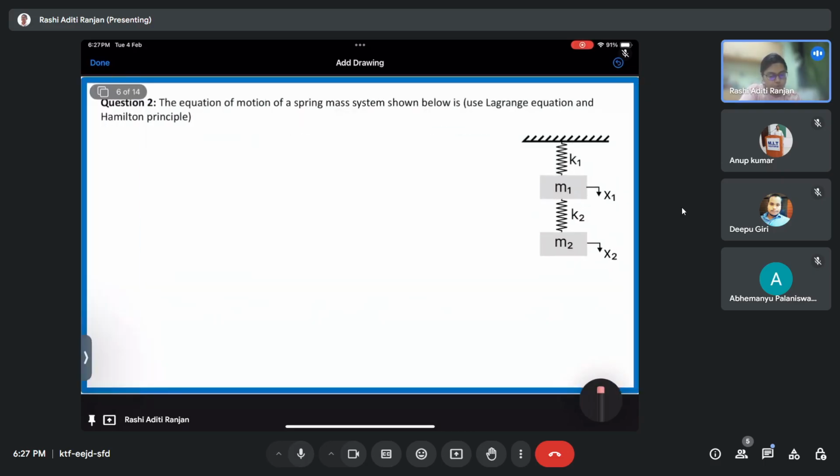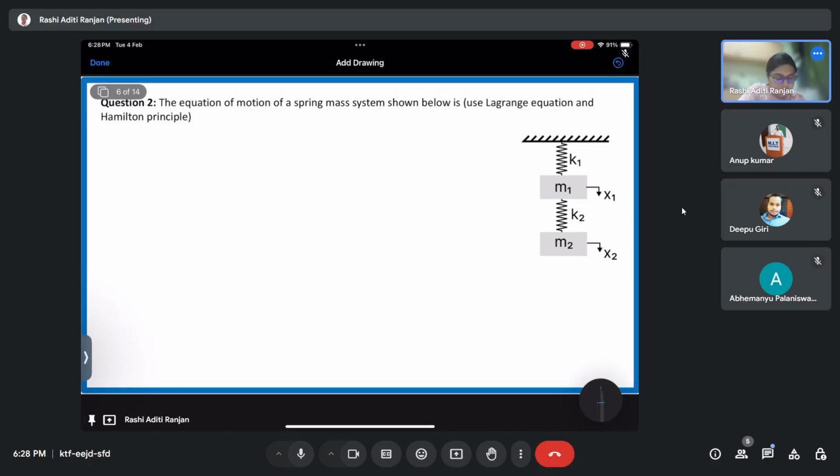Coming on to question number 2. Now in question number 2, again we have a system, and we do not have a nonlinear spring force in this case. What do we have to do? We have to actually learn the use of Lagrange equation and the Hamilton's principle in order to obtain the equation of motion. Okay, and then we'll cross check also whether these two rules are actually giving me the same equation or is it giving me different equations, right?